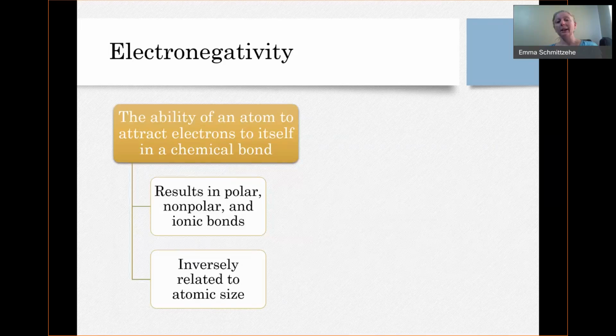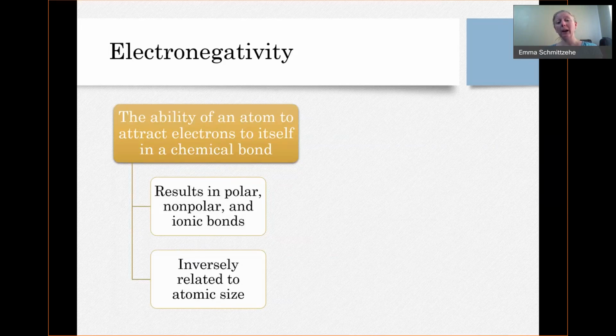Now, this is actually inversely related to the atomic size. And so if you have a smaller atom, it actually is going to have a stronger pull on the electrons. And that's because in a smaller atom, the electrons are closer to the nucleus. Okay, and the nucleus is where there's the positive charge. And that's really what's attracting those electrons to the atom.